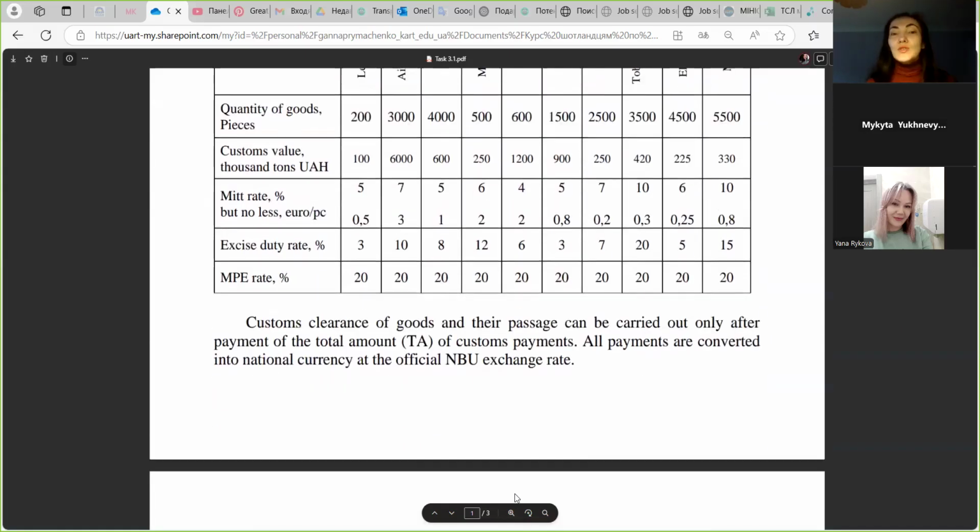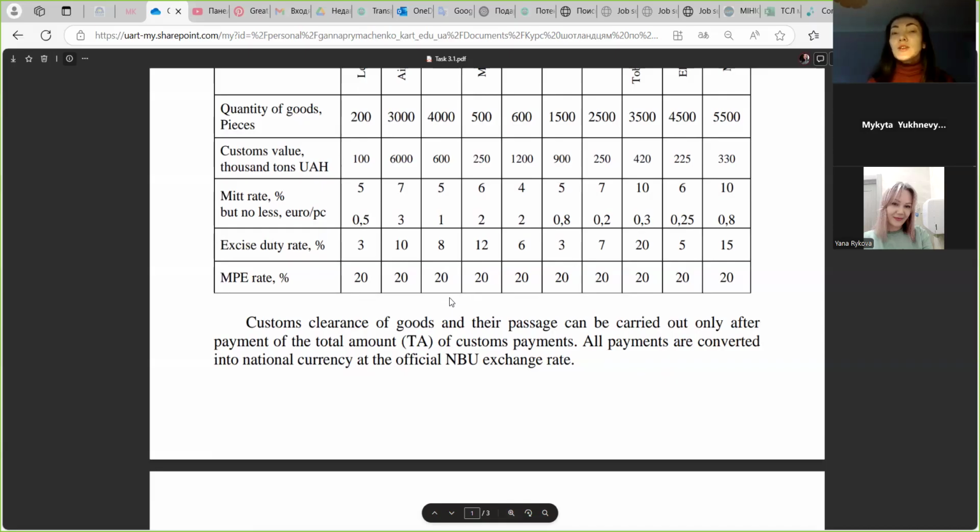Customs clearance of goods and their passage can be carried out only after payment of the total amount, TA. We use this special abbreviation in our formulas of customs payment. So we need to find this total payment amount for customs, and after that our goods could be imported to Ukraine. Before this payment, we couldn't do it. All payments are converted into national currency at the official NBU exchange rate.